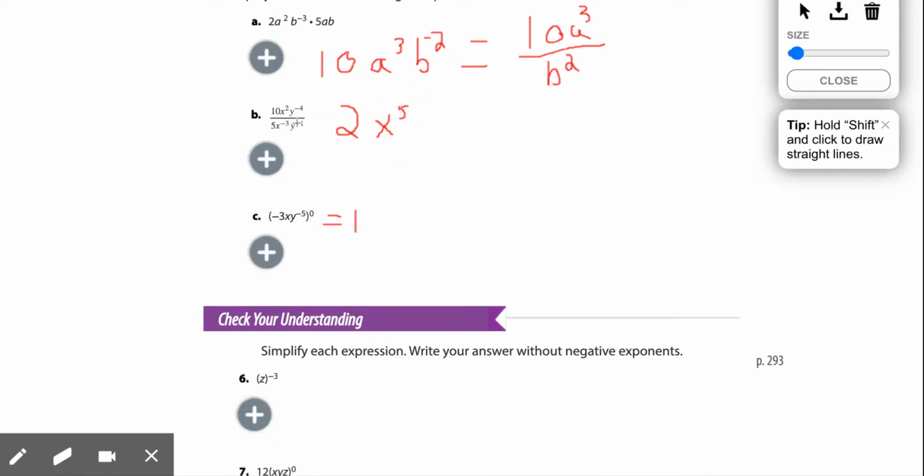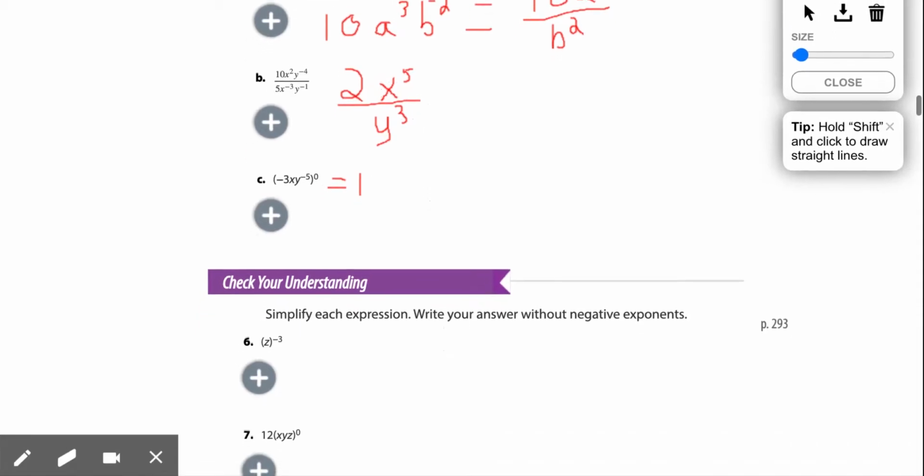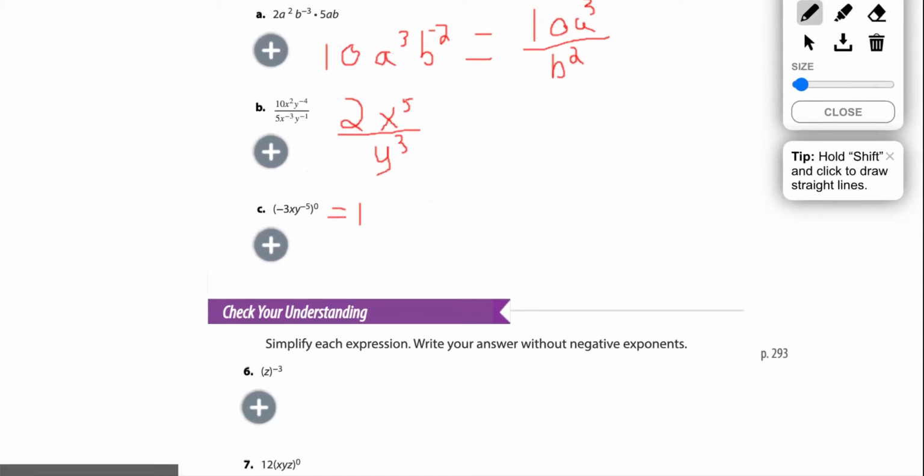Y to the negative 4 minus negative 1, which is y to the negative 4 plus 1, which is y to the negative 3. But we don't want that, so we're going to flip it over, and it now goes on the bottom, y to the positive 3. As I said, we're kind of going fast, but I think you can follow along with this.